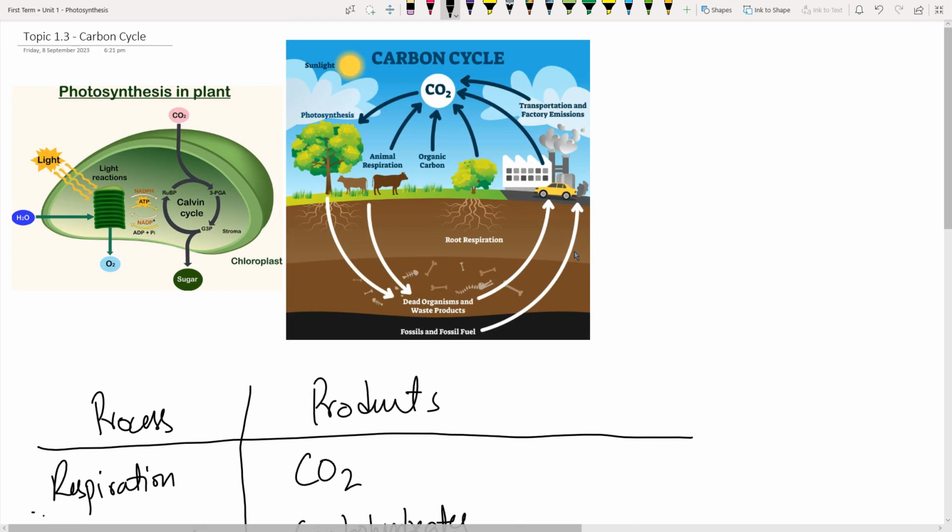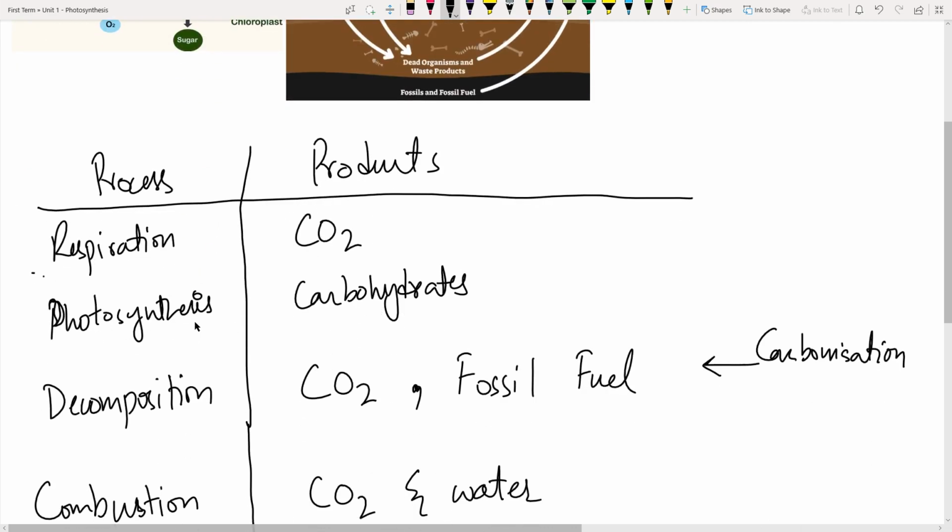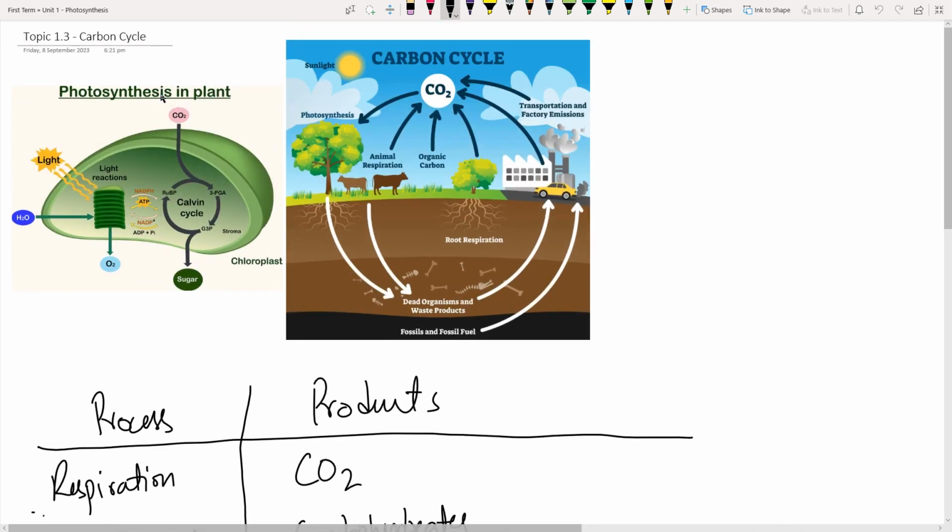So this is the carbon cycle, in which photosynthesis is actually one tiny little detail of this whole process, which is happening over here. As you can see, this is photosynthesis and the whole carbon cycle that we studied. This is respiration. Then there are organic carbons as well released into the air, let's say from decay of other objects, and root respiration.